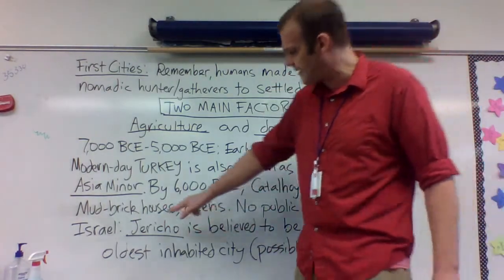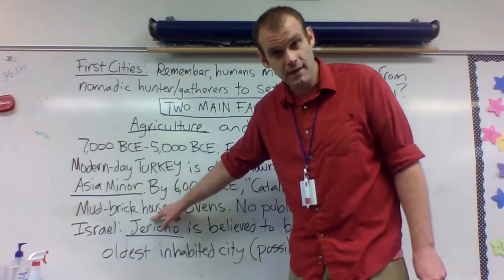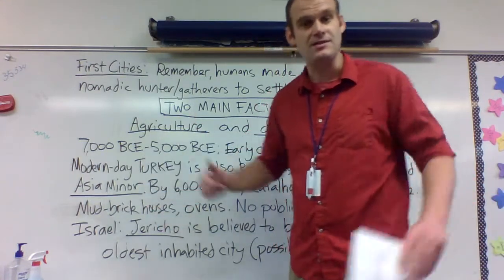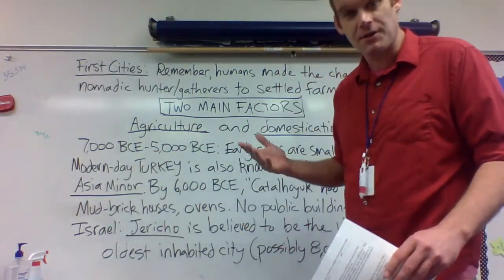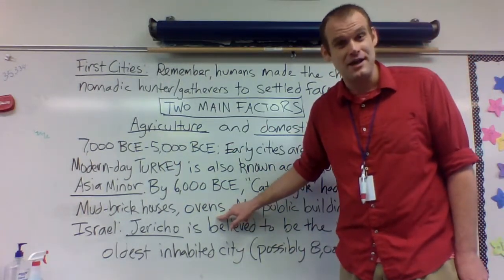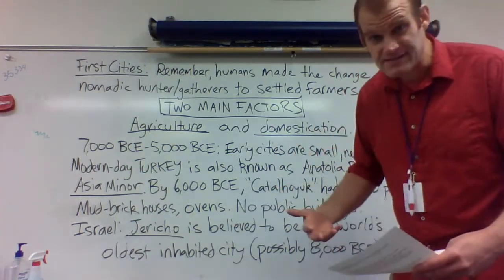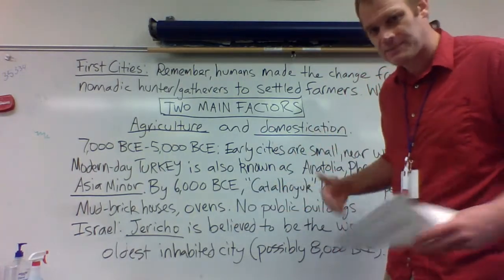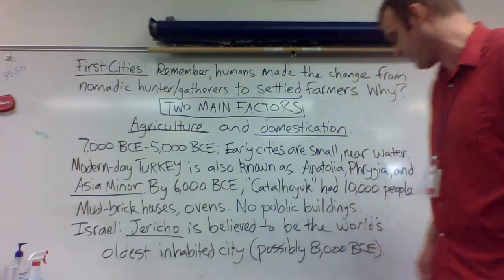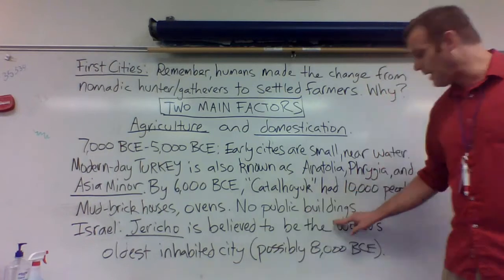Well, we generally had mud brick houses. You might hear the term adobe. It's just making bricks out of the earth and the materials that are around you. We also have ovens in these places, which is kind of cool. They're able to build fires in mud brick ovens and cook things and do other things to keep themselves warm during the wintertime. Also, it's important to know that Çatalhöyük did not have any public buildings.